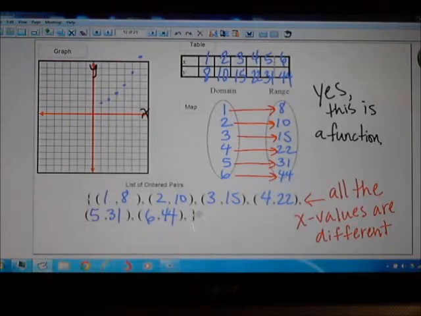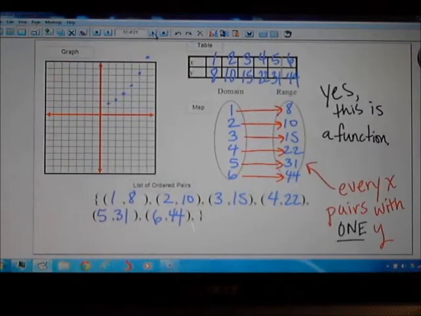If you look at your list of ordered pairs, you can also see that all the x values are different, as we could also see in the table. You can look at the map and see that every x pairs with one single y. If we had 1 and an arrow going to another y, we would see that an x pairs with 2 different y's, and that would show us that it is not a function.